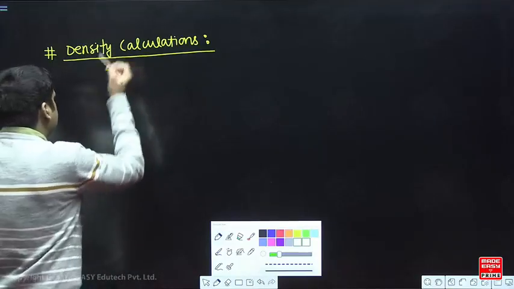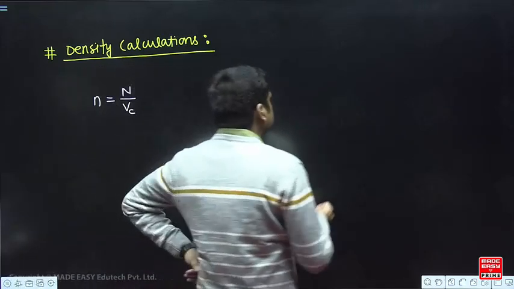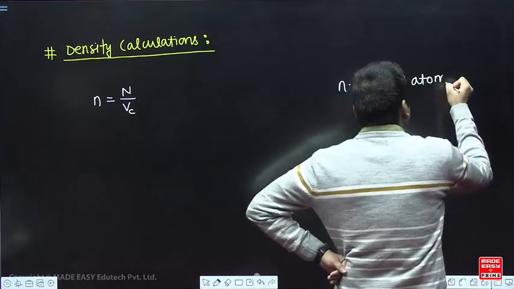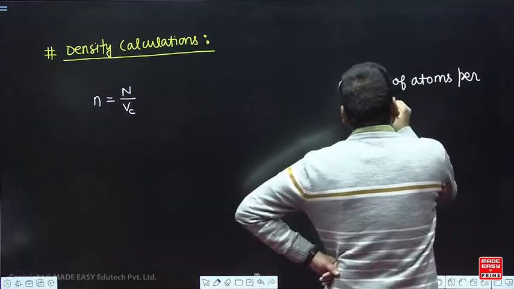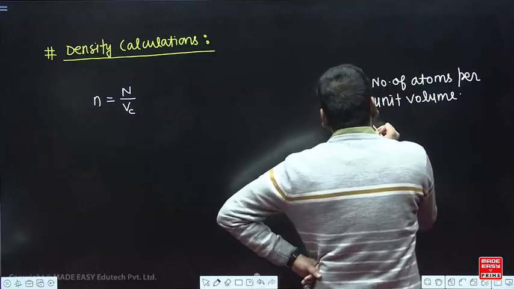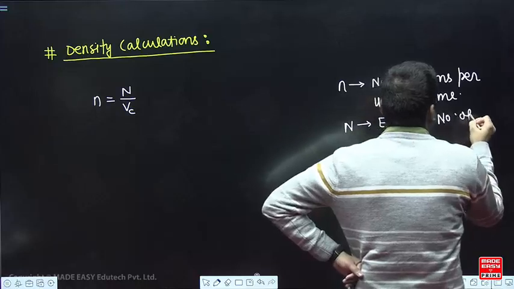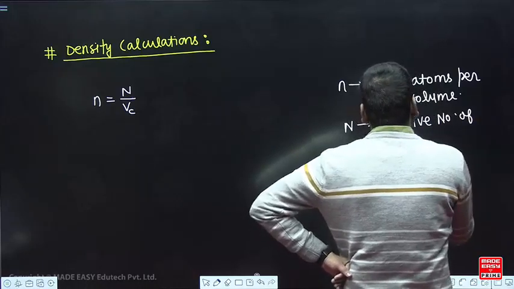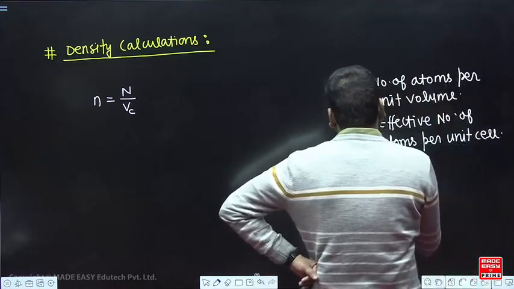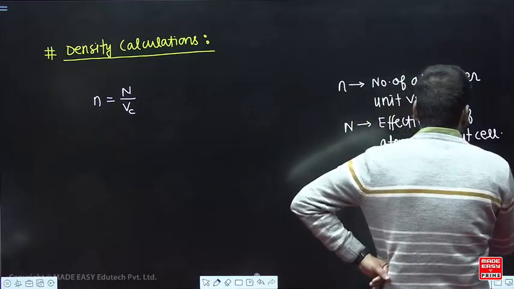Let us suppose we define N = n/Vc, where N is the number of atoms per unit volume, n is the effective number of atoms per unit cell, and Vc is the volume of the unit cell.